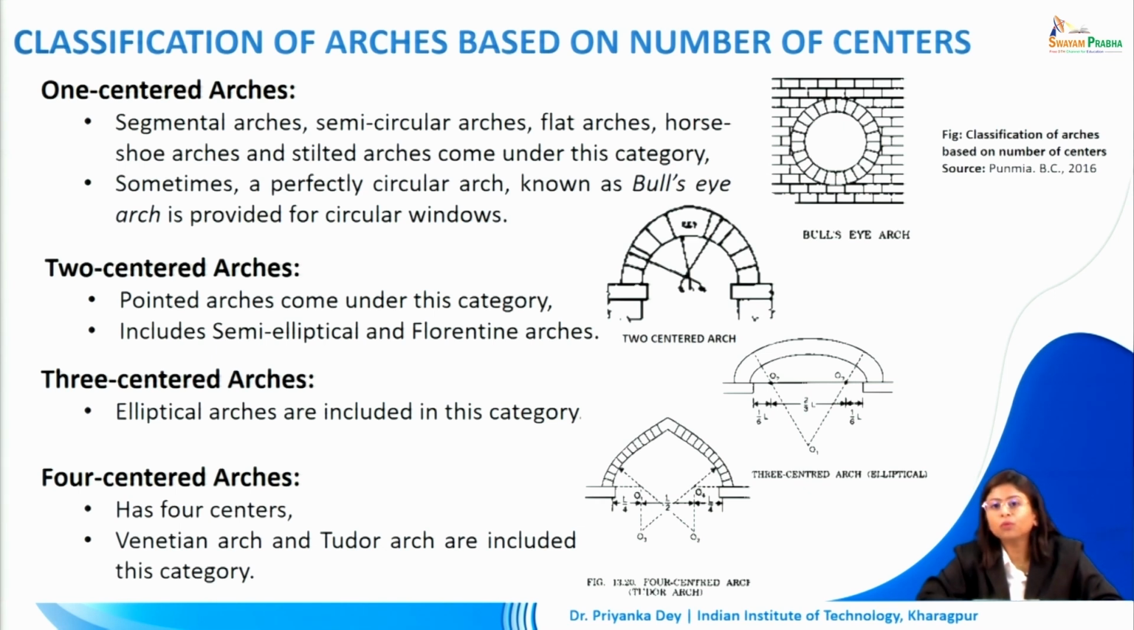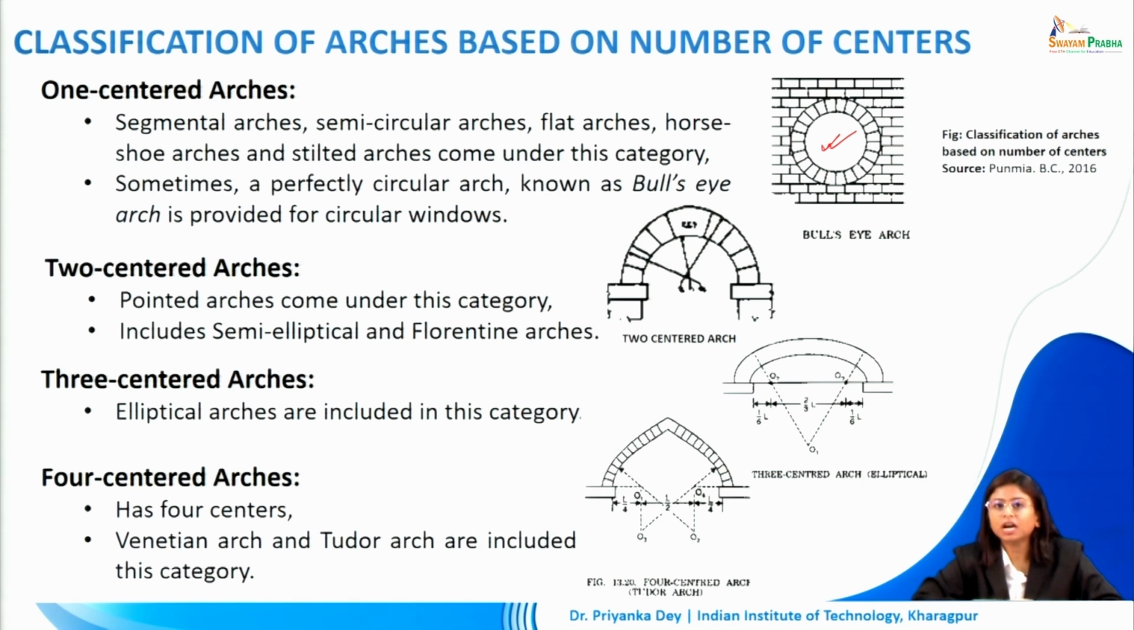Sometimes we can also go for a perfectly circular arch, which is also called the bullseye, as we can see in this figure. It's a complete circle, very commonly used even in old constructions where we have stained glass windows, and we can go for a bullseye arch, very applicable for circular window options.